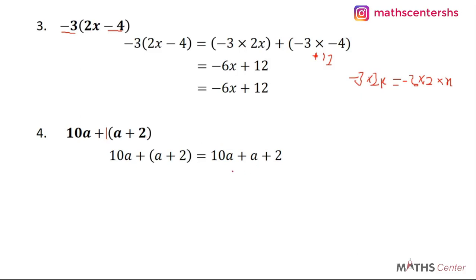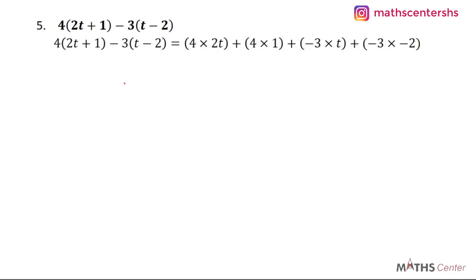Then from here, you group like terms. We can see that 10a and a are like terms. So we group the like terms and we add them. So if you add 10a to a, you are going to get 11a. Remember that a is the same as 1a. And when we were doing additions of algebraic expressions, we said that you add the coefficients. So we add 10 to 1 and we get 11. So we have 11a plus 2. 11a and 2 are not like terms, so we cannot add any further.